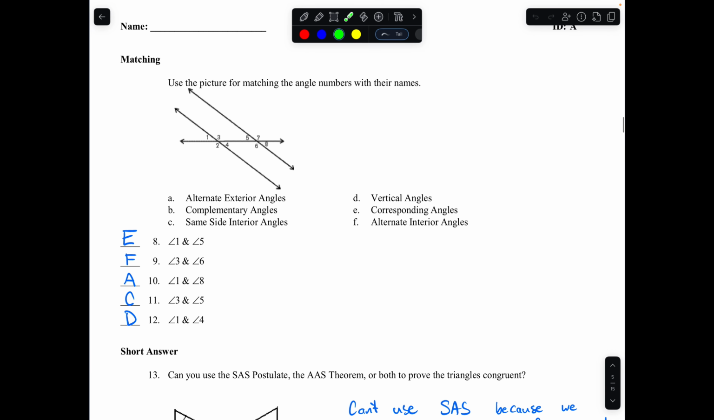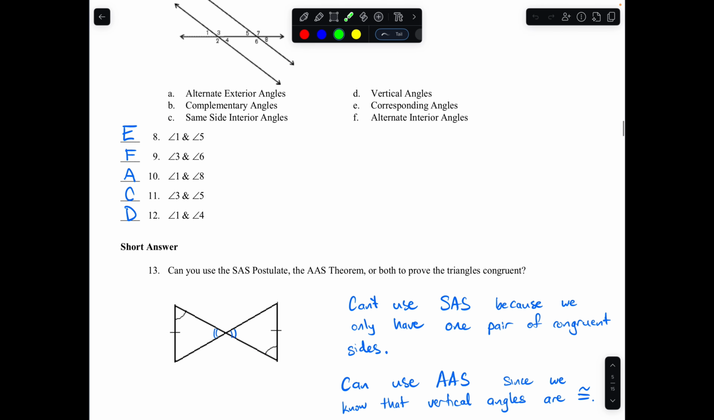All right, the matching, that's a practice in vocabulary, really. If you miss these, check your notes. Go back to your notes in 9.1? Oh, my bad, 9.2. Check your notes on 9.2. We go over all of these.